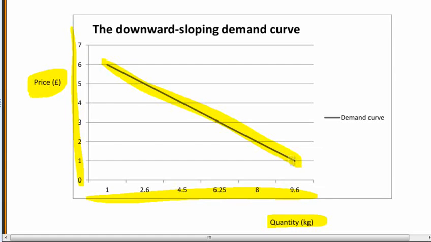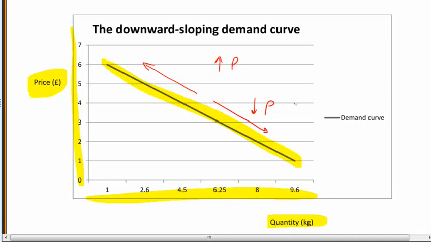The cheaper something is, the more we buy. The more expensive something is, the less we buy. In the world of economics, that is known as the law of demand. It's not very complicated, is it? The key thing is an increase or decrease in price triggers a movement along that demand curve.